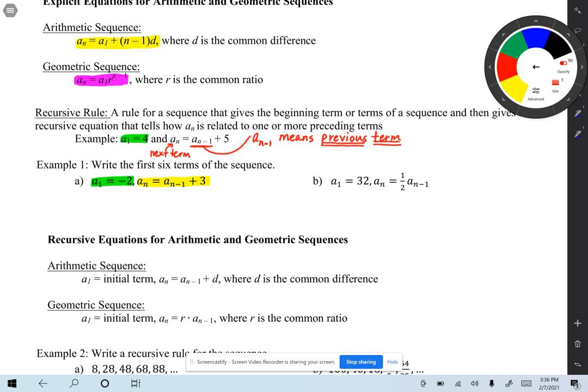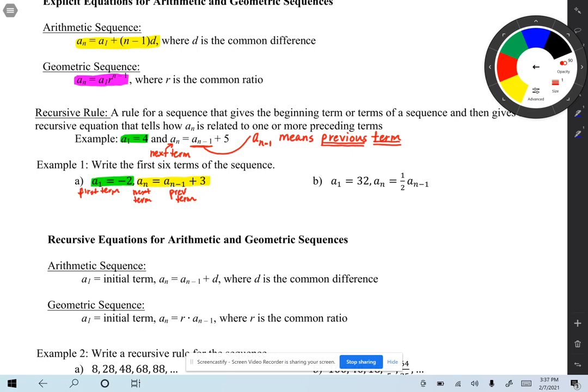So I'll show you how to use the recursive rule. So in example 1, the directions say, write the first 6 terms of the sequence. So looking at example A, the first term is equal to -2. The next term, so I'm going to write it in words what this actually means. The first term is -2. The next term is always equal to the previous term plus 3. So you have to add 3 to the previous term.